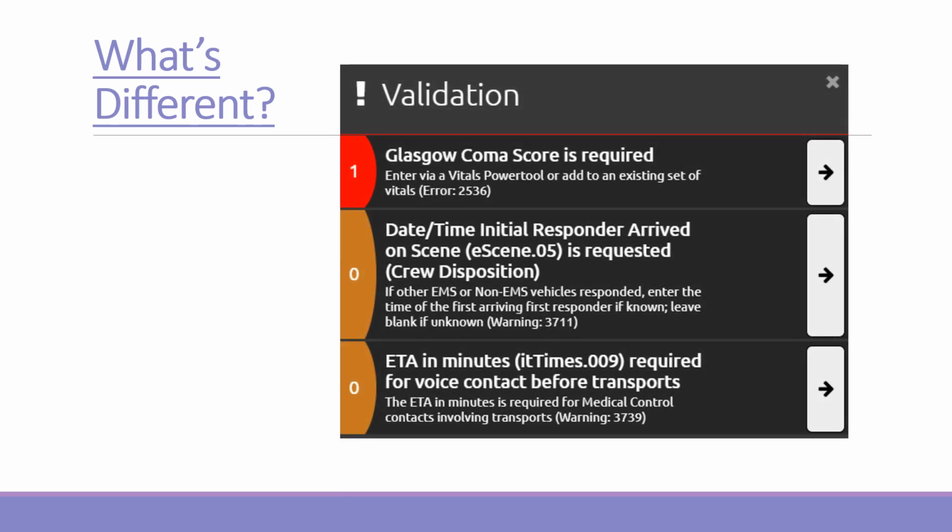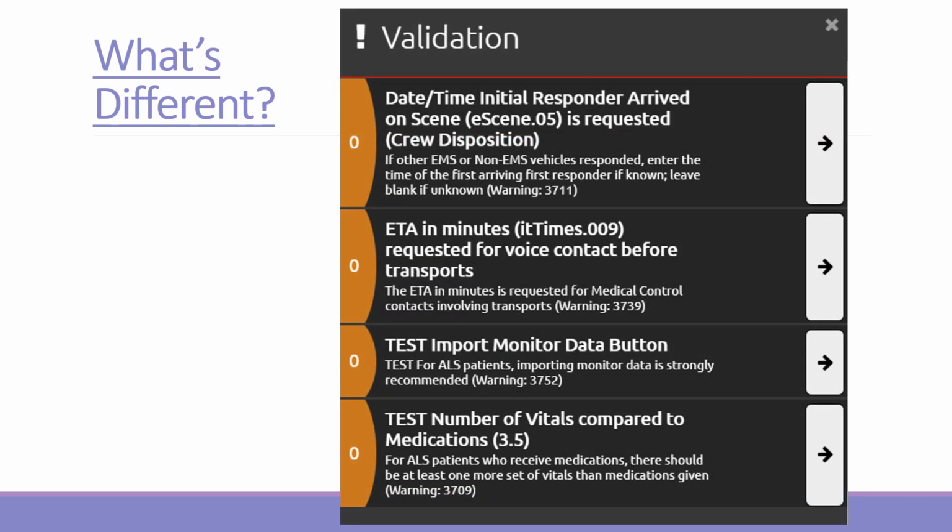Validation things. There are lots of 0-point validation rules. The second one down there is the ETA in minutes. You see at the top is date, time, initial responder arrived, and that is if other vehicles responded, then this is requested. You see at the bottom there's some other sort of test validity rules on like monitor import.